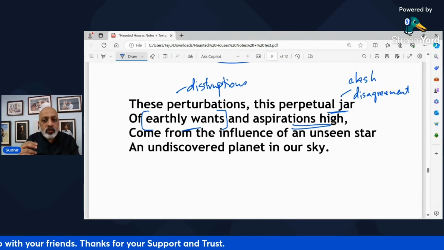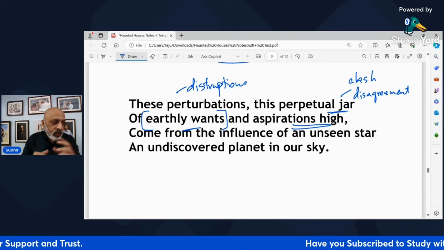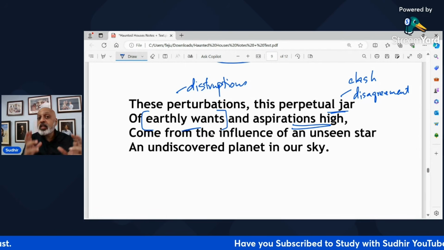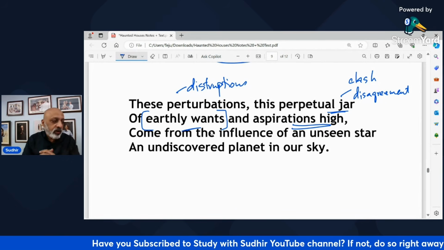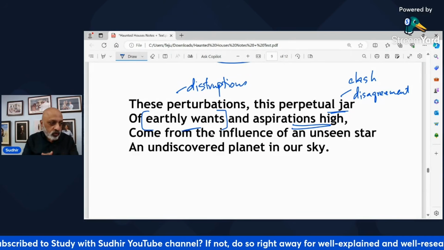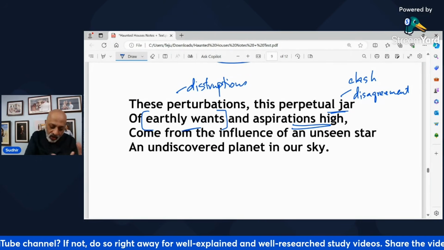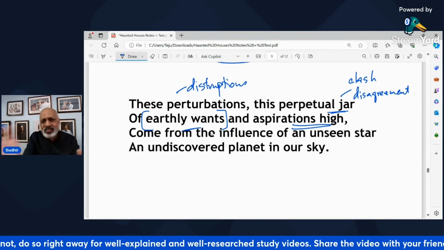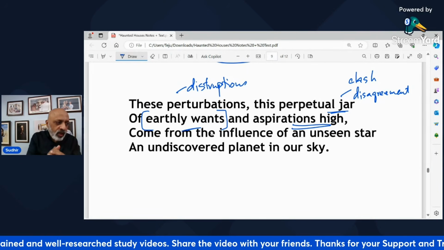Come from the influence of an unseen star and undiscovered planet in our sky. This is the metaphorical explanation for the conflict. An unseen star or an undiscovered planet, it's representing an unknown kind of a force. It's an influence on our behavior. It suggests that our internal struggle is not unique. Ye sabke saath hota hai. Everyone goes through this kind of an internal struggle.